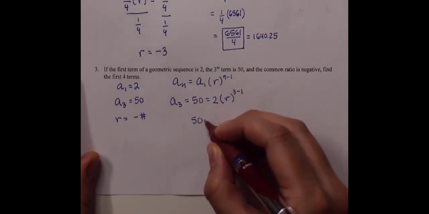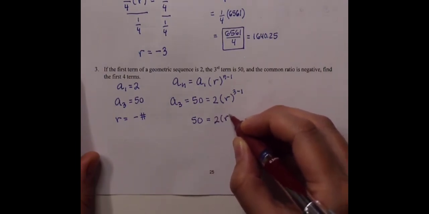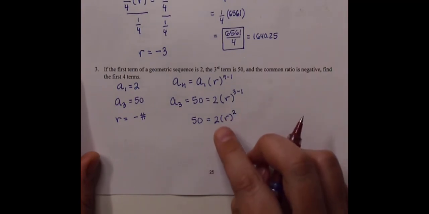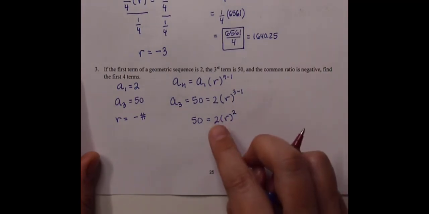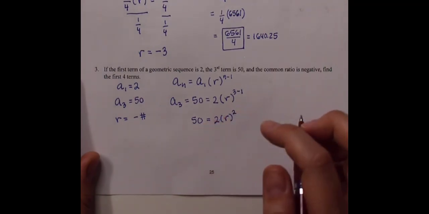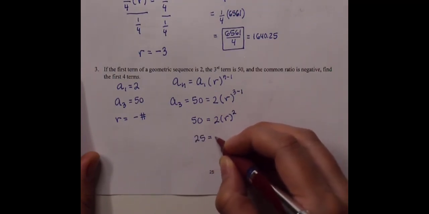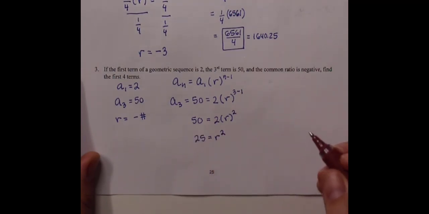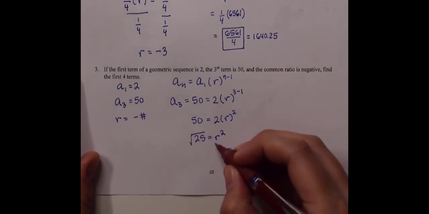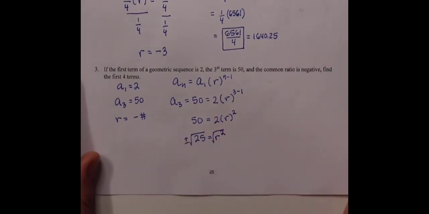So we have 50 equals 2 times r to the second power. And then you have to solve for r. So let's divide out this 2 first. I want to divide both sides of this equation by 2. And we're going to get 25 equals r squared. And then remember, when you take the square root, if I physically write my square root symbol on here to get rid of this r squared, I have to put a plus and minus with it.